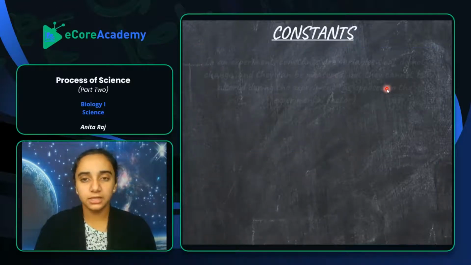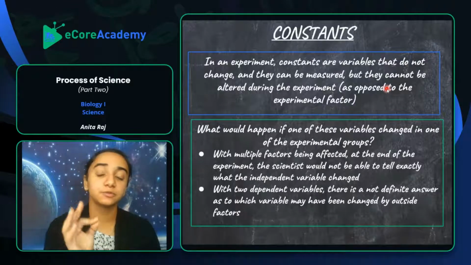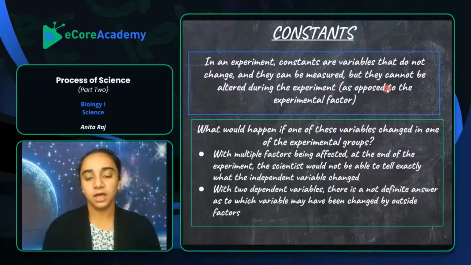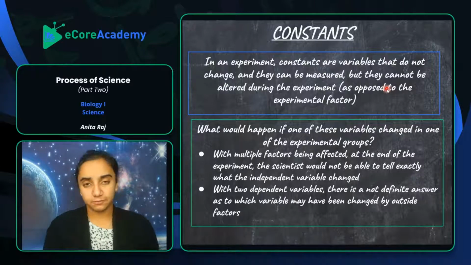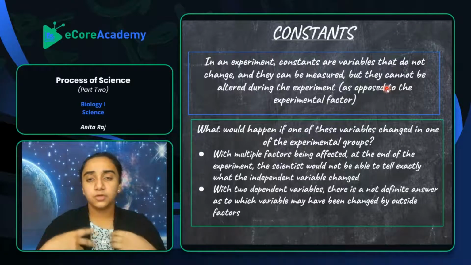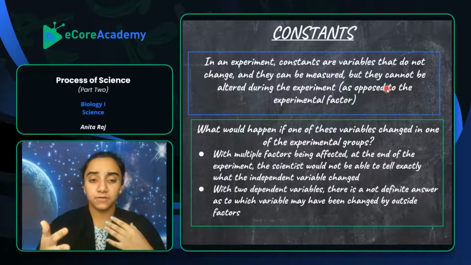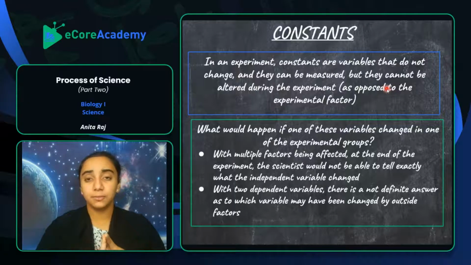Okay, so let's talk about constants, which I did not talk about in the last video and which are super, super, super important in experiments. In an experiment, constants are variables that do not change, and they can be measured, but they cannot be altered during the experiment, as opposed to the experimental factor. So let me break this down. In an experiment, we are administering the experimental factor, and then the responding variable, which is our dependent variable, is going to indicate, in this case, the health of the apple trees.